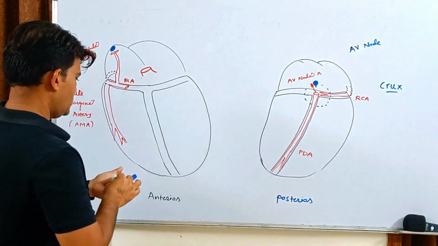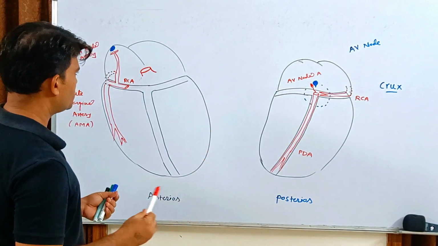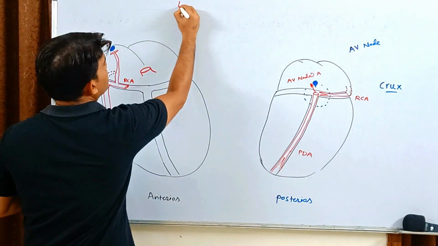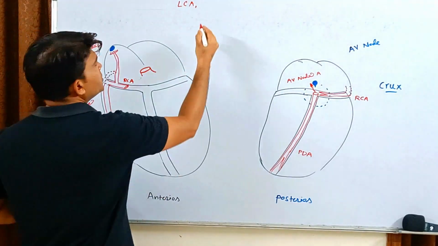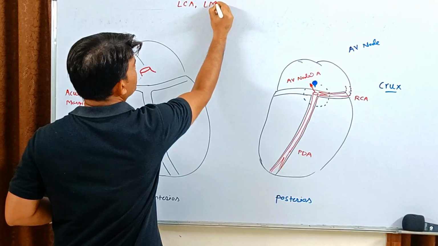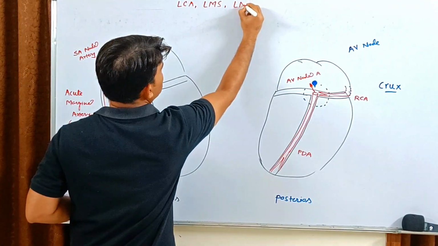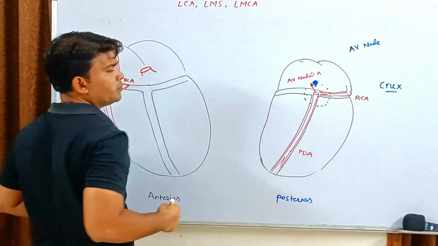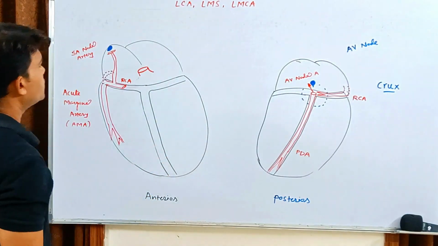Now, basically, we are going to discuss the left coronary artery. The left coronary artery is also called the left main stem, LMS, or the left main coronary artery. These are the same.